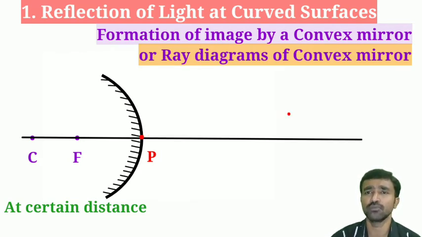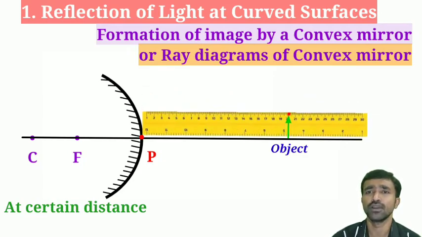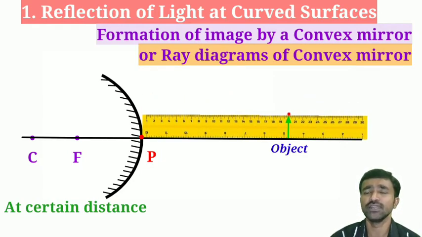I will put the object on the principal axis, having a height exactly equal to the width of the scale. Why am I maintaining the height exactly equal to the width of the scale? To get a parallel light ray exactly. So I can easily draw a ray parallel to the principal axis using the width of the scale. That's why I maintain the object height always equal to the width of the scale.